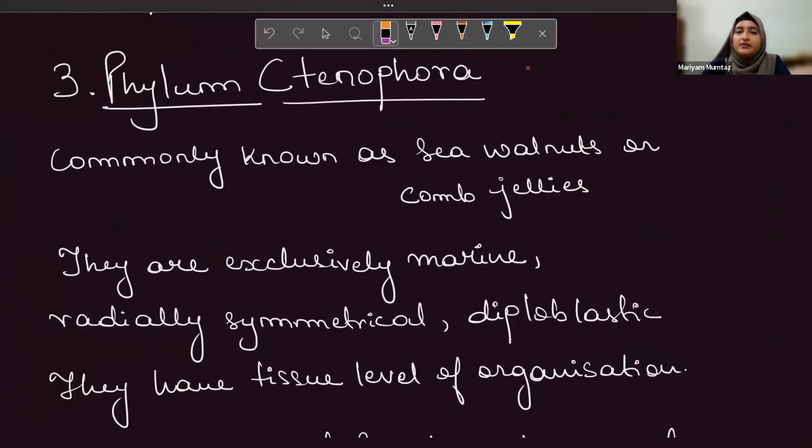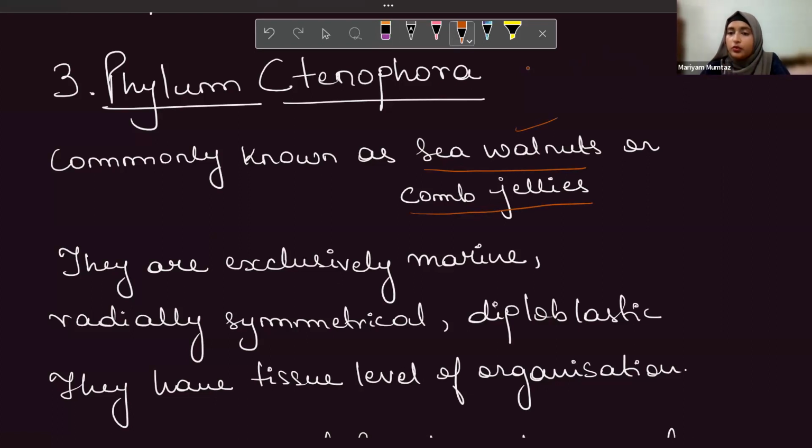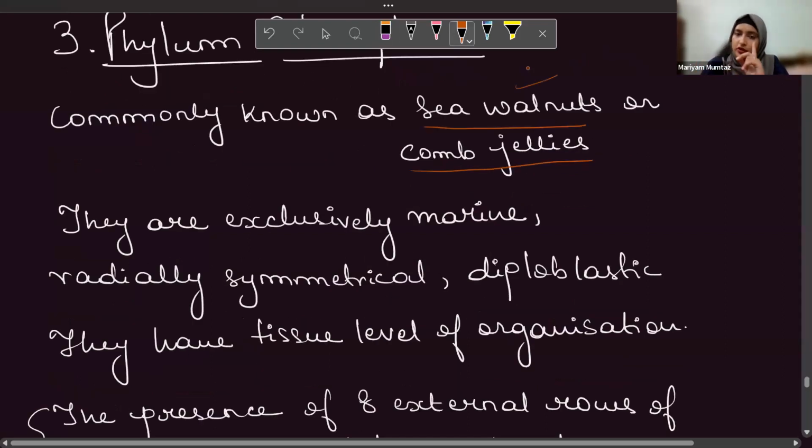Now, the members of this particular phylum are commonly known as sea walnuts and comb jellies. Sea walnuts, why? Because their structure is sort of like a walnut structure. And the comb jelly is because they have a certain thing which I will tell you later on. The comb word is for that only. Have you seen a comb? Yeah, so remember the comb, then we'll talk about it later.